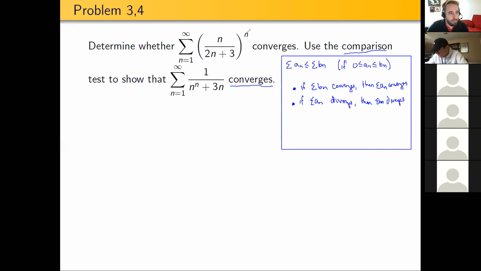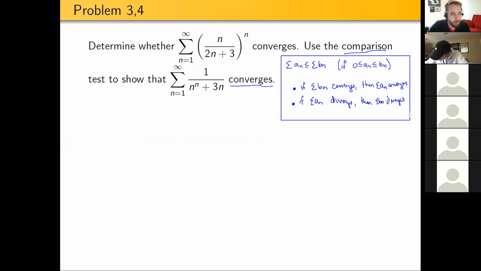Right, so we could draw both of these, or I should say either of these conclusions. A more appropriate blue box. Okay, so here we're trying to use the comparison test and we're trying to draw a comparison test conclusion about convergence, which means that I really want to focus on this first bullet point.